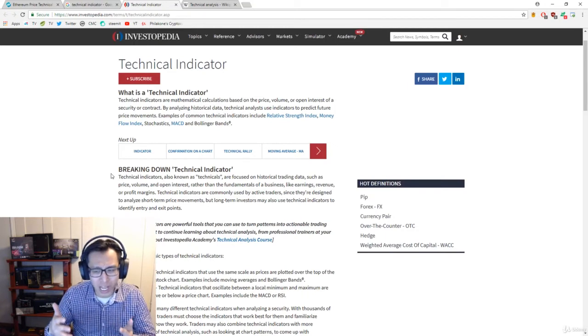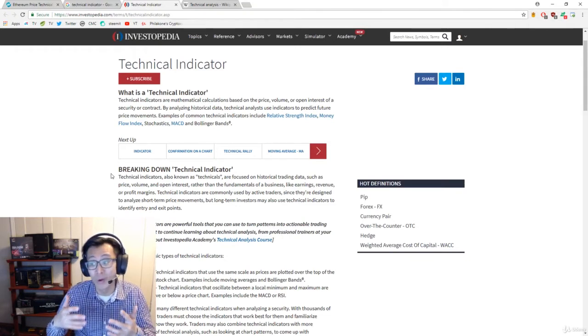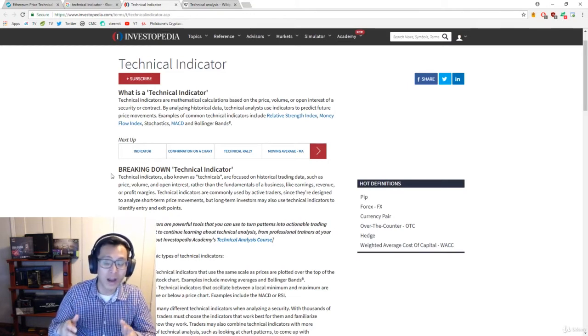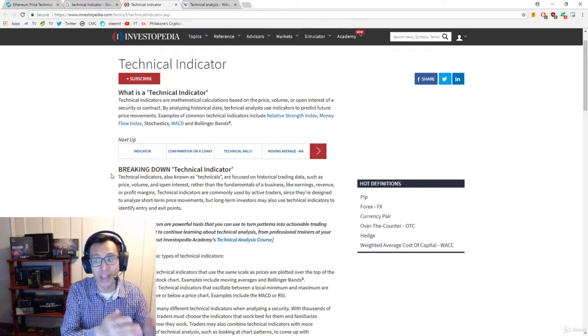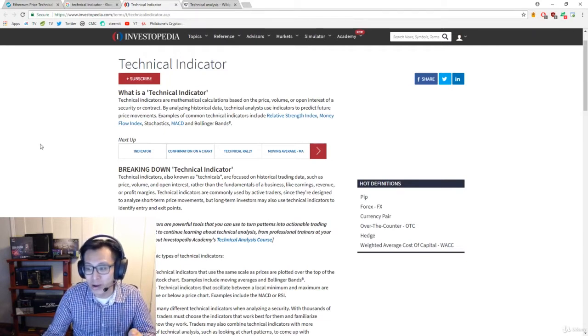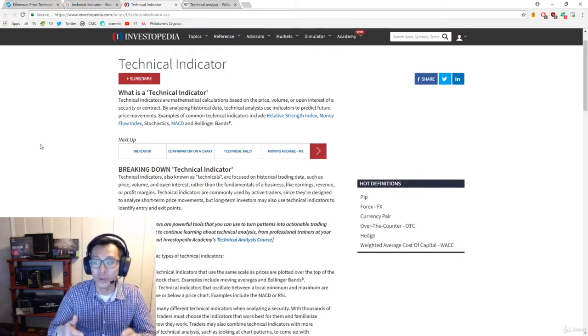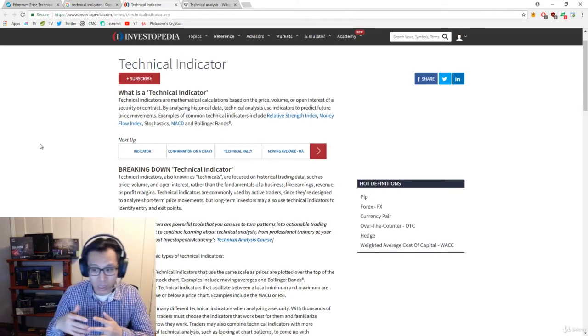So what is a technical indicator? Well, technical indicators are derived from mathematical calculations based on things like the price and the volume. This way it gives you a way of analyzing historical data. That's what it's saying right here. So technical analysts will use these indicators to predict what the price is going to do. Some common ones are, for example, relative strength index. Money flow index is not really used.